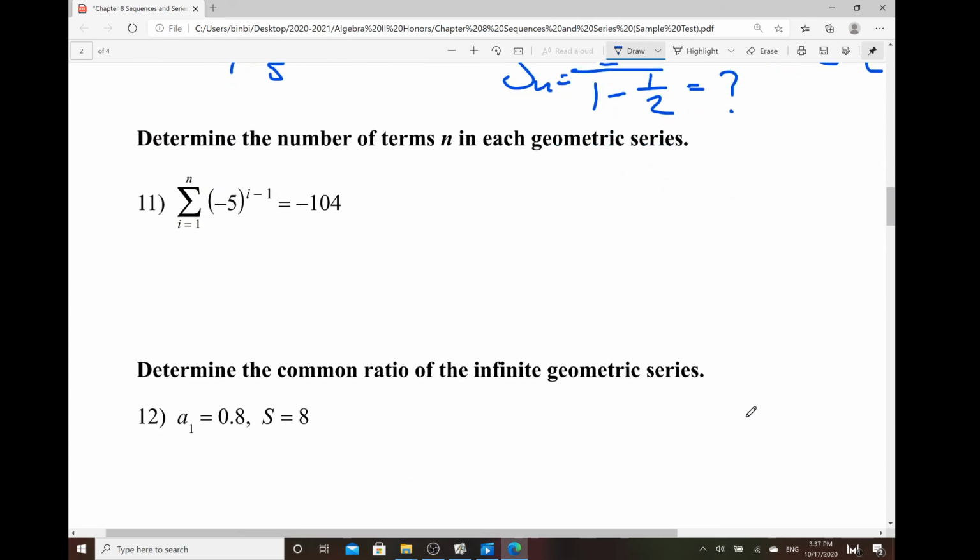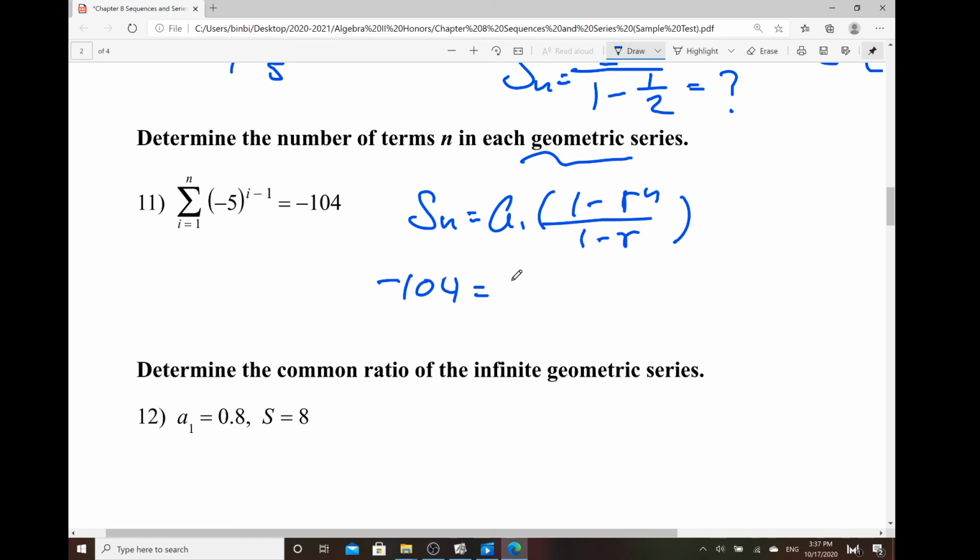And 11 and 12. Determine the number of terms n in each geometric series. So this one, the sum is given already. We do know that's a geometric series, so that means we're using this formula again. So sum of the geometric series, a sub 1 times 1 minus r to the power of n over 1 minus r. So the sum is given already, negative 104, a sub 1, which is what, 1? Because that's a missing coefficient, or the invisible coefficient.